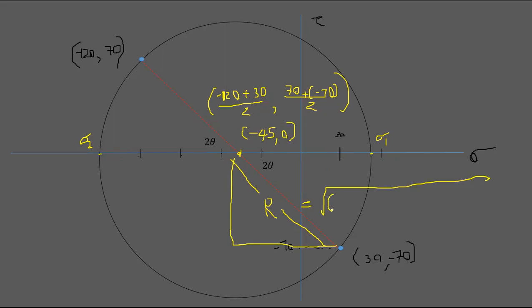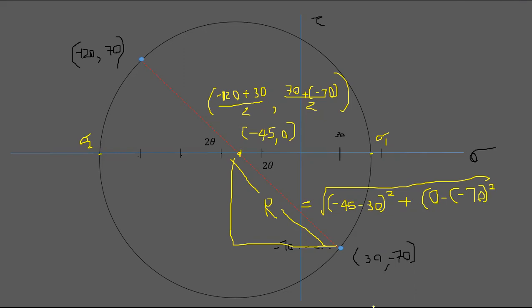It's going to be, whatever you take first, that's okay, minus 30, and this is going to be 0 minus 70 squared. So the root of that will be the radius, right?